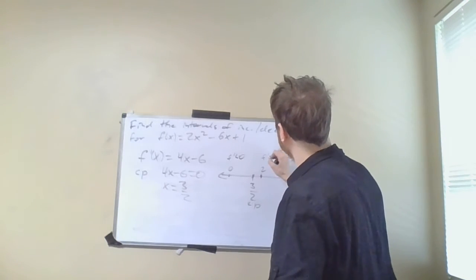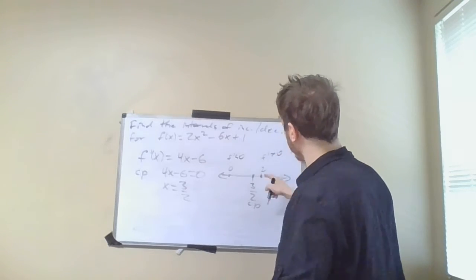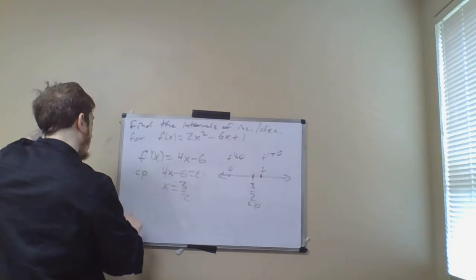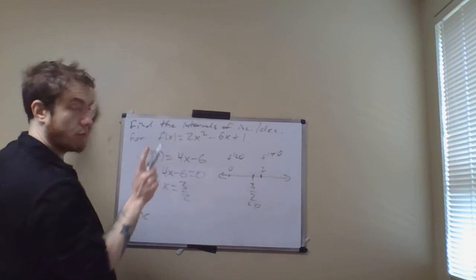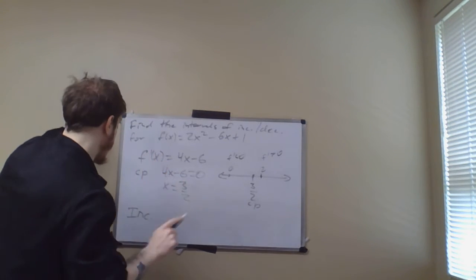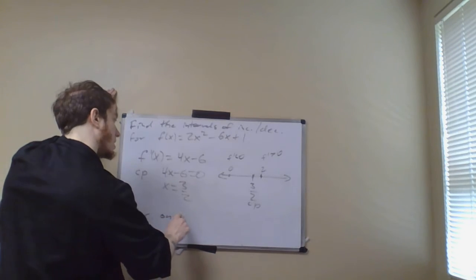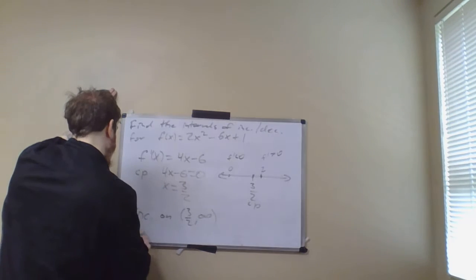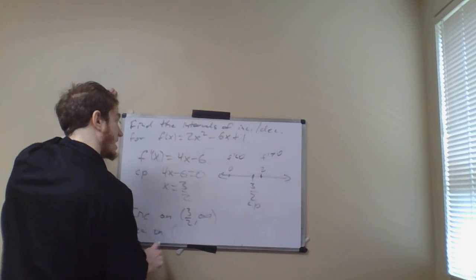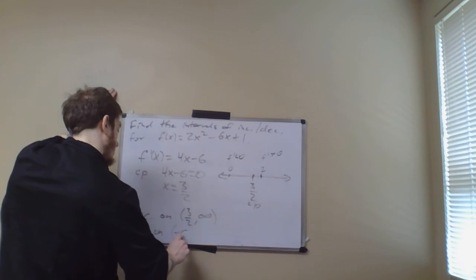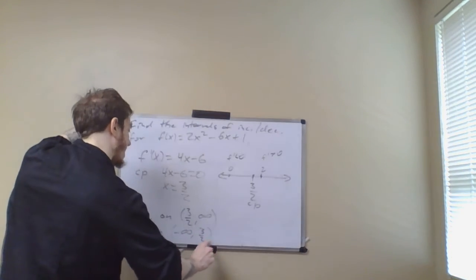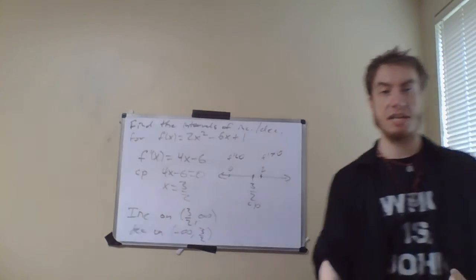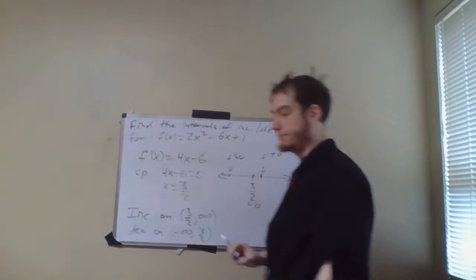And that means f prime is bigger than 0 over here. Well, this means by our previous result that the function, not the derivative, the function, is going to be increasing on the interval from 3/2 up to infinity, and it's going to be decreasing on the interval from minus infinity up to 3/2. So there we go. We have figured out now where this thing is increasing and where this thing is decreasing.